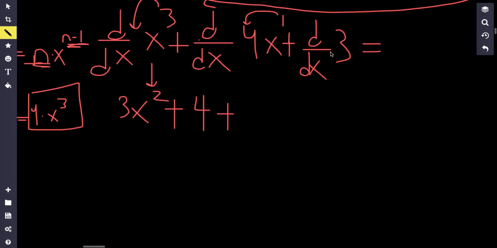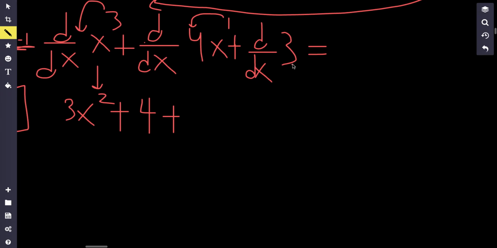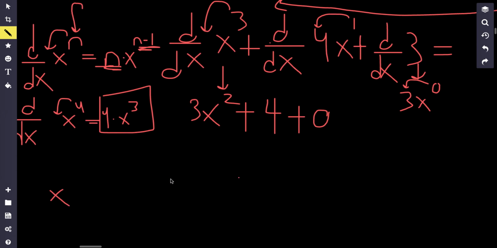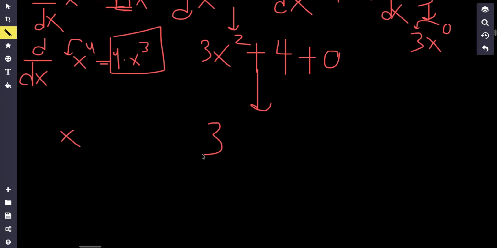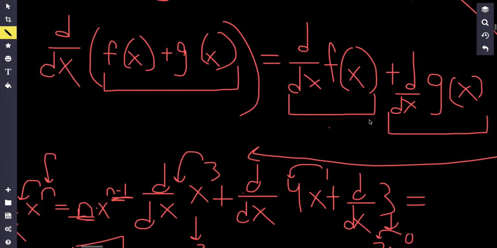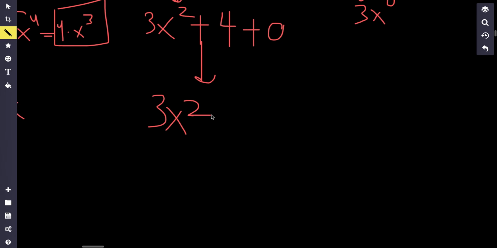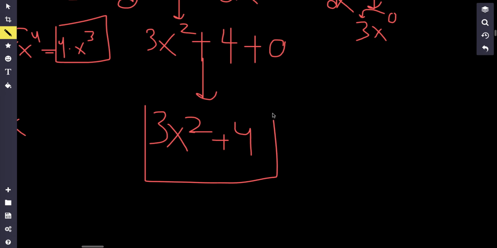Finally, what's the derivative of 3? Well, you can think about this as 3 times x to the 0th power. So you bring down the exponent, so this is just going to be equal to 0 times 3x, and you subtract 1 from the exponent. So this is 3 times x to the -1 power. And 0 times whatever this is just 0. So this is just going to be plus 0. And in conclusion, the derivative of all of this stuff above is just going to be equal to 3x to the second power plus 4. And there's the answer.